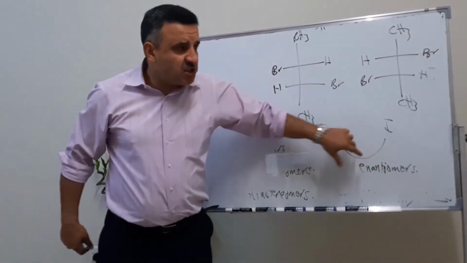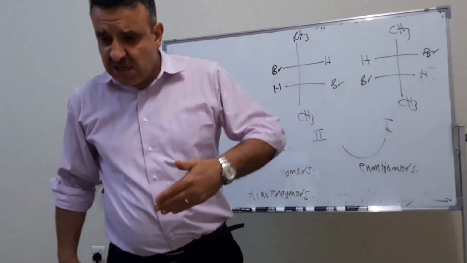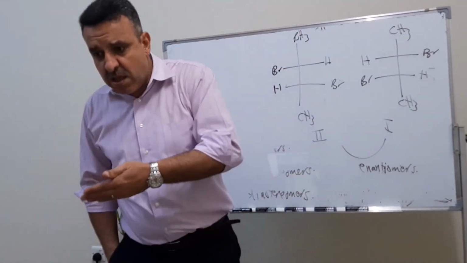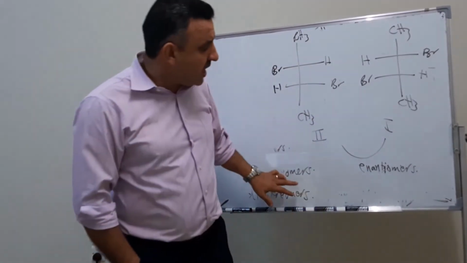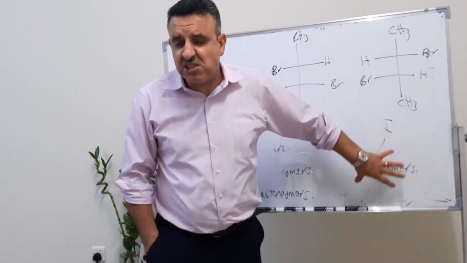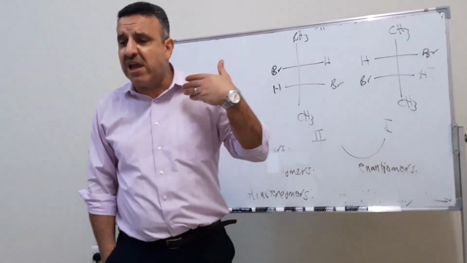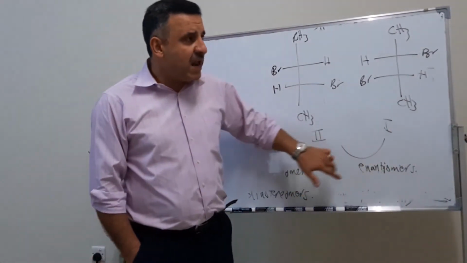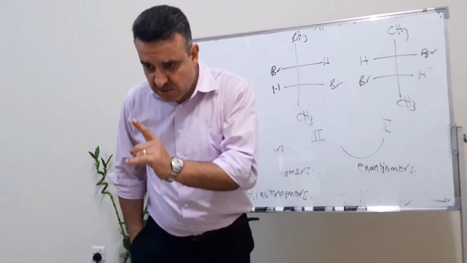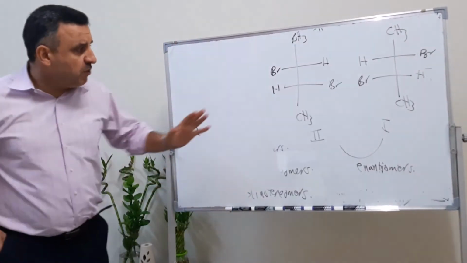Now, for 1 and 2, if you rotate any one of them and you find the result of the rotation is superimposing on the previous one, then definitely to write them as enantiomers is wrong, because they must be the same. Let's prove to you that regardless of the rotation you do, 1 and 2 will never superimpose. Do you follow me? Right.